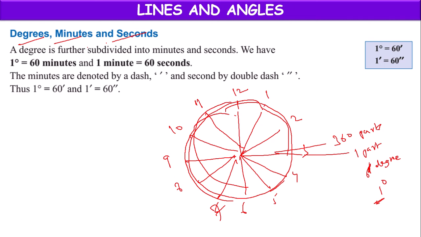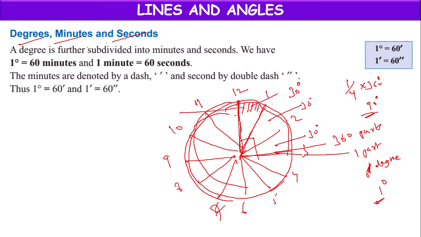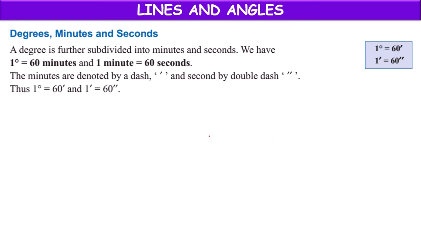The place between 12 and 1 is divided into 30 degrees. Between 1 and 2, again 30 degrees. Between 2 and 3, again 30 degrees. So 12 to 3 will be equal to 90 degrees, which means one fourth of 360 degrees, which is equal to 90 degrees. And again, the place between 12 and 1 is divided into 5 divisions, where each division will be equal to 6 degrees. Like this, we have already learned.